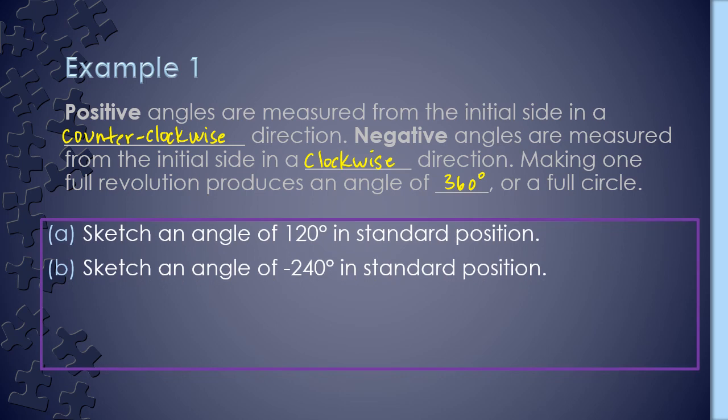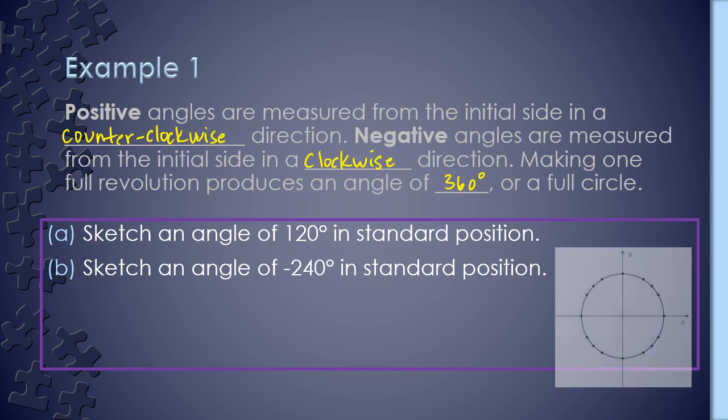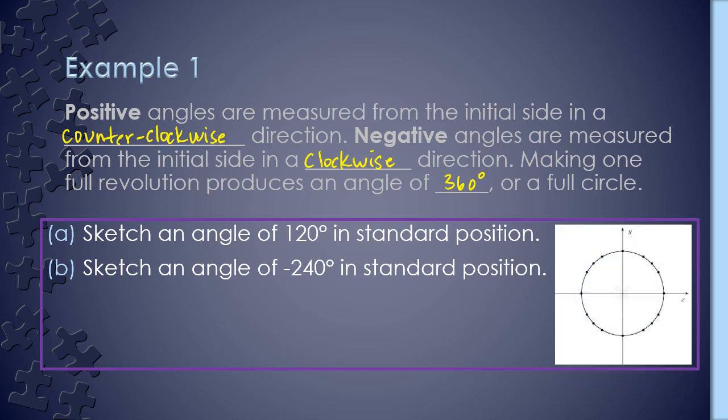So we have two things that are being asked. First, to sketch an angle of 120 degrees. Second, to sketch an angle of negative 240 degrees, both in standard position. Now what we mean by standard position is, as you recall, we're going to start at the origin with our vertex, and then our initial side will be on that positive x-axis. So there it is in blue.